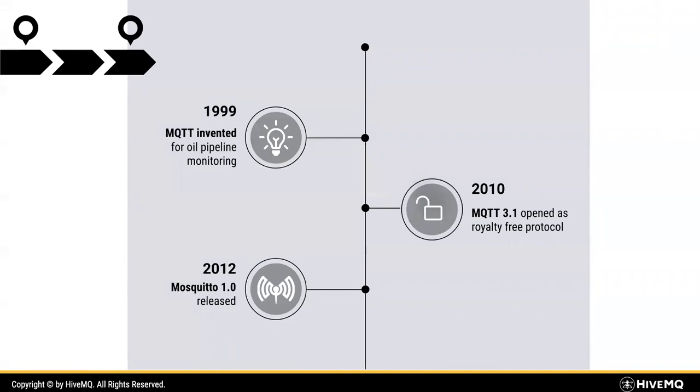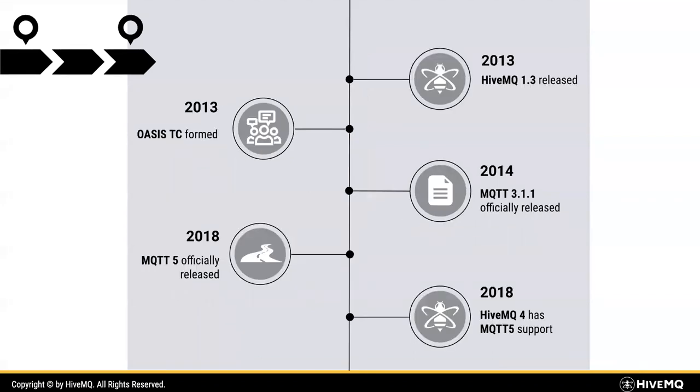In 2012, Mosquitto 1.0 was released. This was the first popular MQTT broker, which is also open source. And then in 2013, HiveMQ, with the first public release 1.3, was released, and it was one of the first commercial products, which is used in a lot of mission critical deployments today.